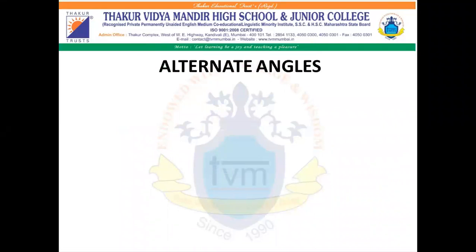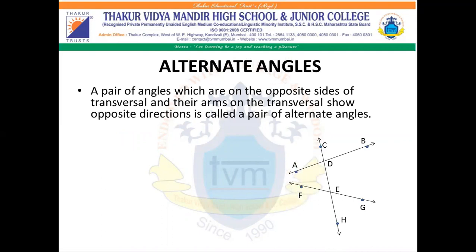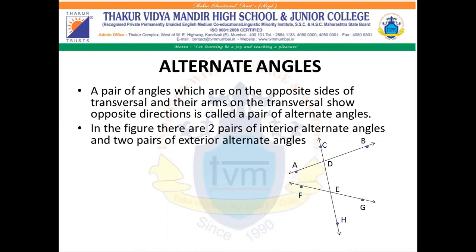Alternate angles. A pair of angles which are on the opposite side of the transversal and their arms on the transversal show opposite directions is called a pair of alternate angles. In the figure, there are 2 pairs of interior alternate angles and 2 pairs of exterior alternate angles.